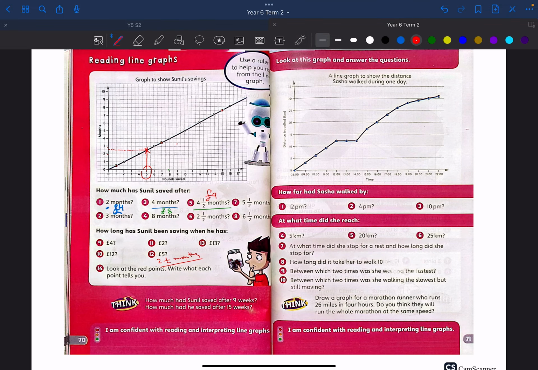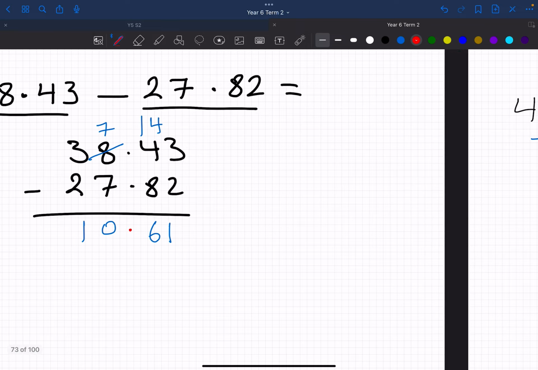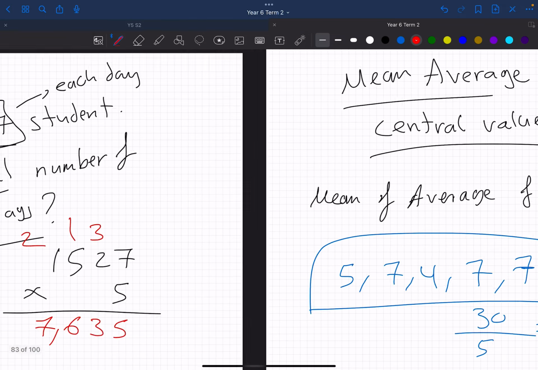I think it's clear. That's it for reading a graph. This is how you read a graph when you read between two things. Repeat the video if you didn't understand. Okay.